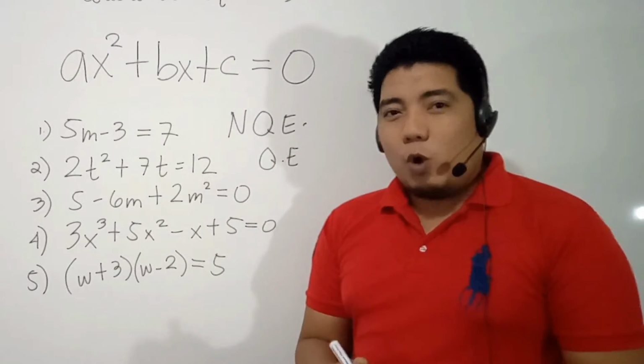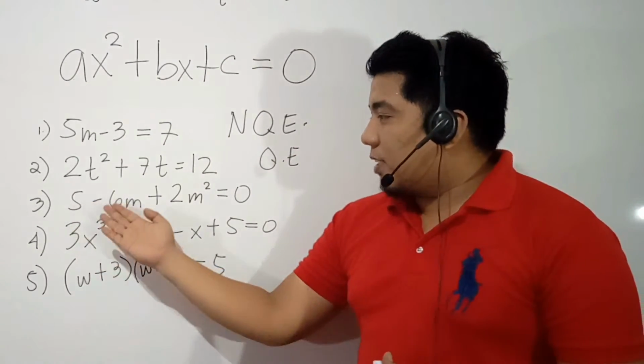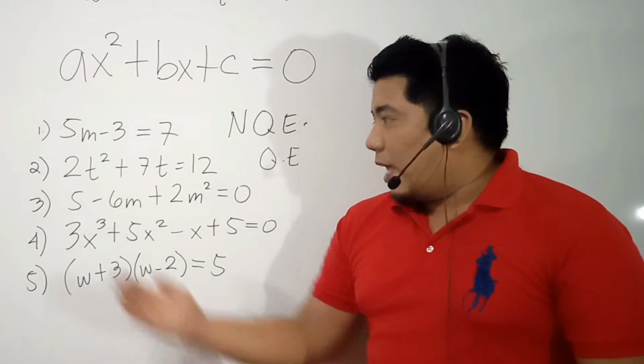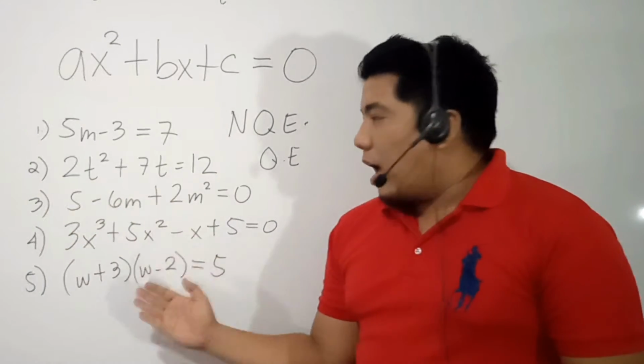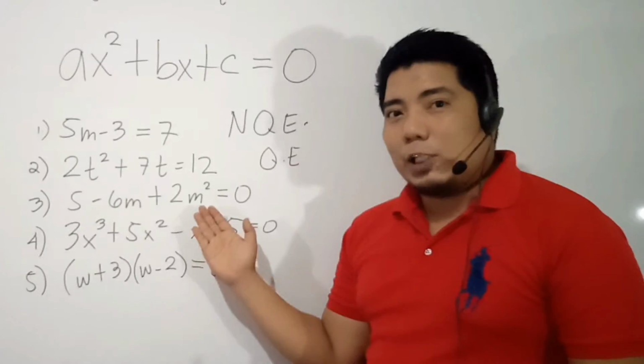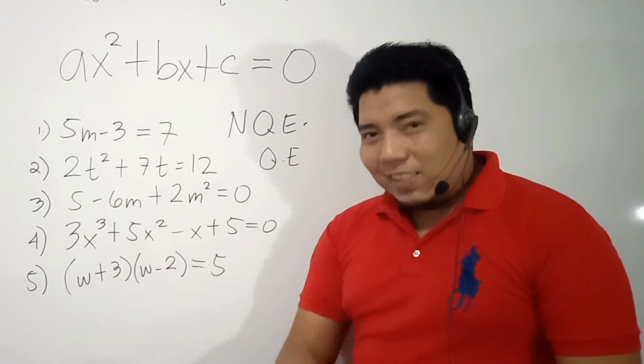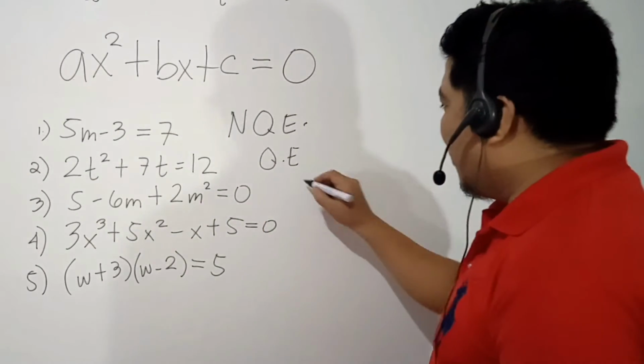Okay, next, we go here. 5 minus 6m plus 2m squared is equal to 0. Now, as we can see in this given example, our m here has an exponent of 2 and it is the highest degree. So therefore, this is still considered a quadratic equation.